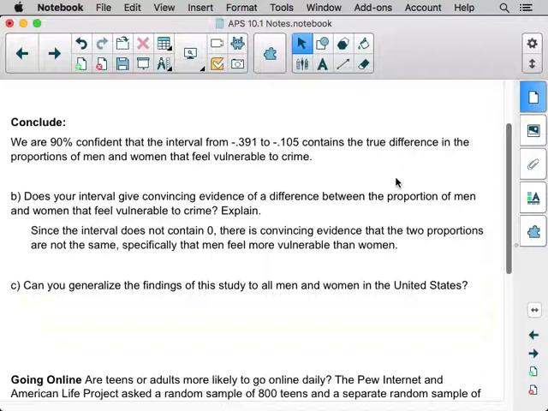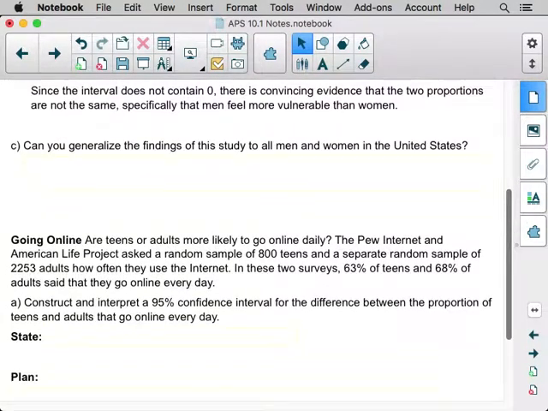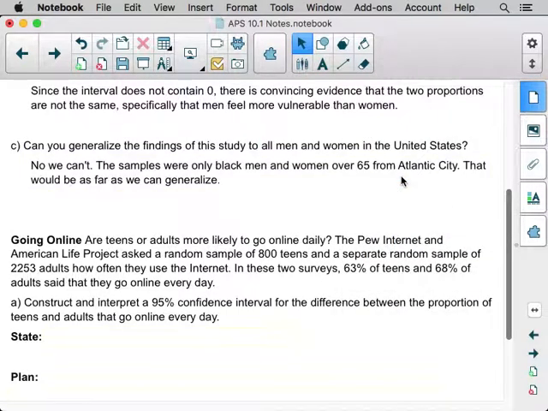Geographically, I was way off. But no, so our sample is way too specific to make that level of a generalization, right? The population they were sampling from was honestly only black men and women from that particular city.